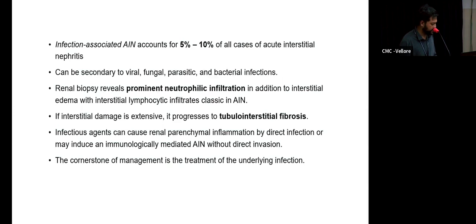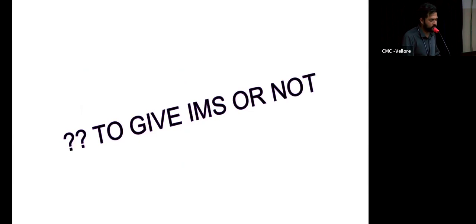The infectious agent can cause renal parenchymal inflammation either by direct infection or by immunologically mediated damage without direct invasion also. So the cornerstone is treatment of the underlying infection. Whether to give immunosuppression or not is always a conundrum. Usually we try not to immunosuppress such patients. We try to treat the underlying infection, and there's not much data to support the use of steroids, especially in patients who are having infectious AIN.